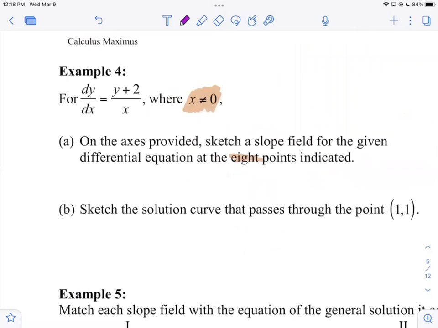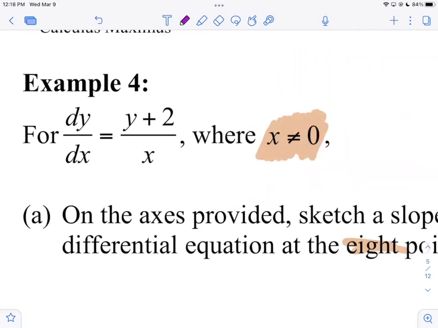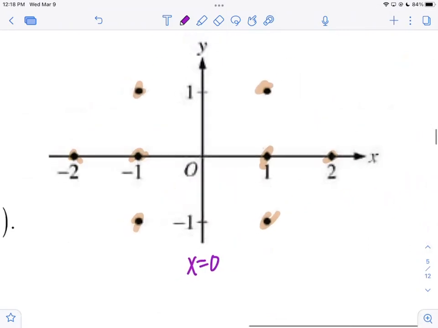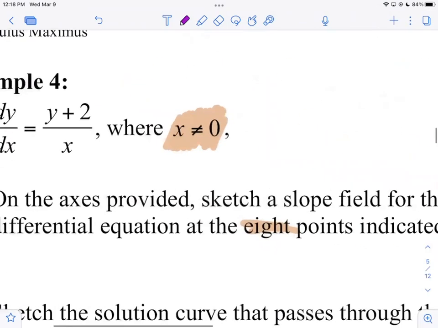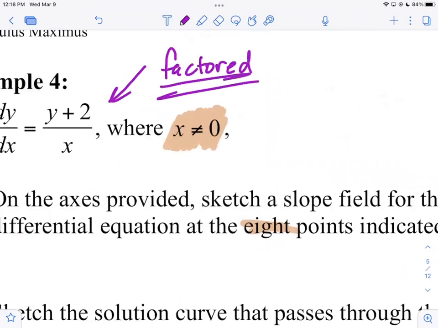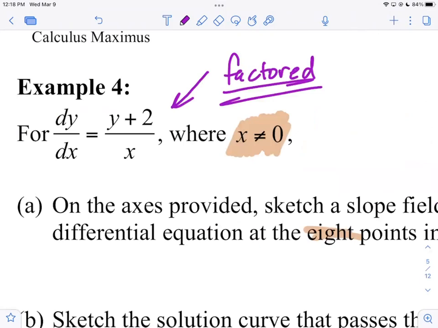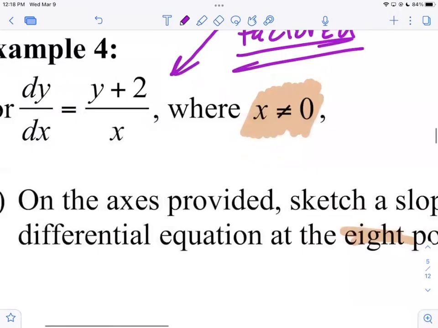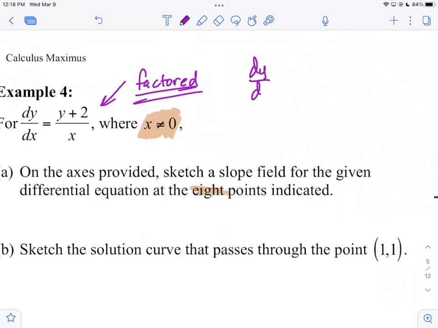But let's see what the fuss is all about. Now, there's a quick way to do this. Instead of just randomly picking points, if your differential equation is factored, you can actually speed up or expedite the process. Now, this one is factored because it's something divided by something, right? So let's look at it. I want to see, where is dy/dx equal to zero? Well, any fraction is equal to zero when the numerator is zero, right? So if you set y + 2 equal to zero and solve, you get y = -2.